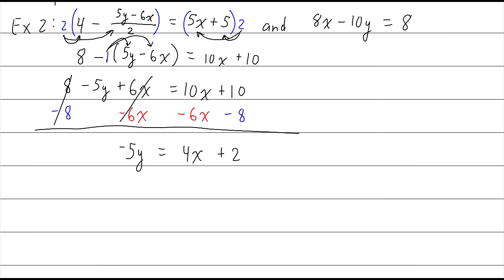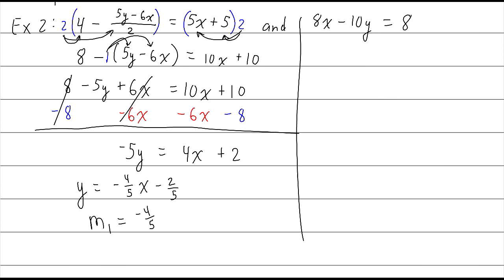We need to divide everything by negative 5. So if I divide negative 5y by negative 5, I get y. 4x divided by negative 5 is negative 4/5 x. And then 2 over negative 5 is negative 2/5. So there is my first equation in slope-intercept form. So that first slope is negative 4/5.